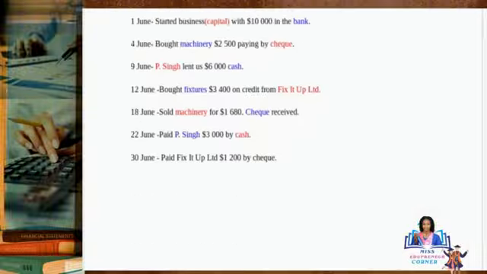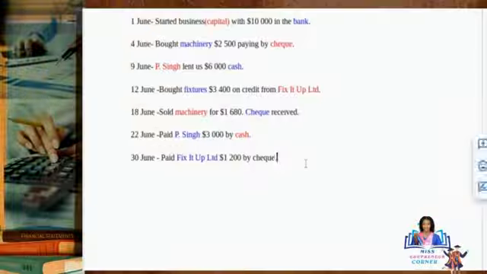Alright, so now we're on to the final transaction. So on June 30, paid Fix It Up Limited $1,200 by check. So here again, Sandra is paying or repaying her liability, or her creditor in this case. So her liability would be going down. Once more, as liability decreases, we have to debit. So we're going to debit Fix It Up. Debit Fix It Up Limited. So we put it in blue.